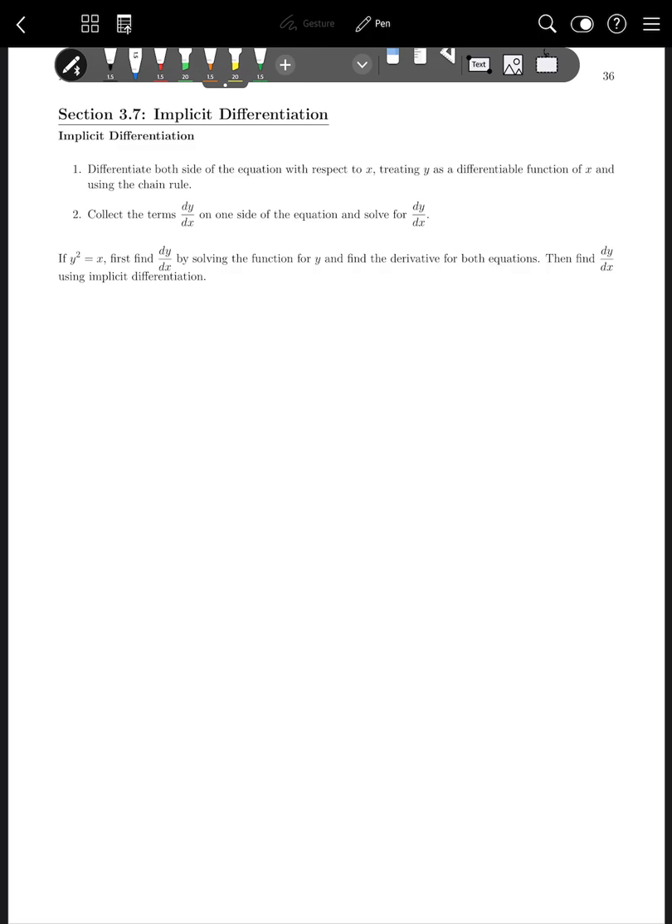So let's talk about how implicit differentiation works. Basically, we differentiate both sides of the equation with respect to x, treating y as a differentiable function of x using the chain rule.